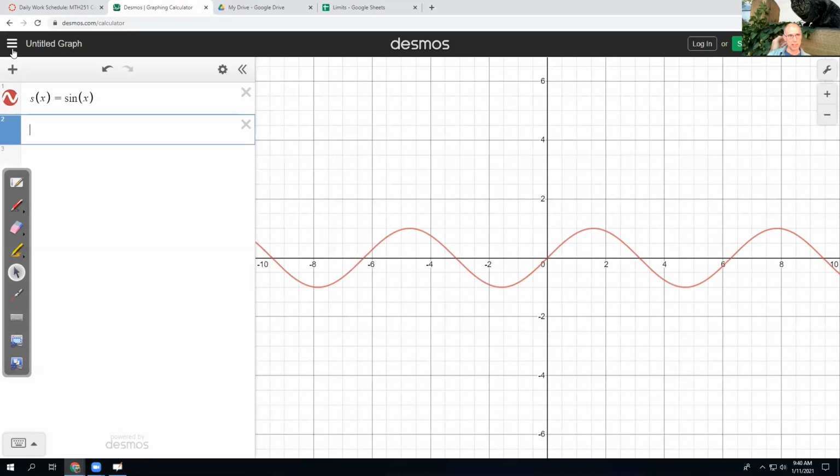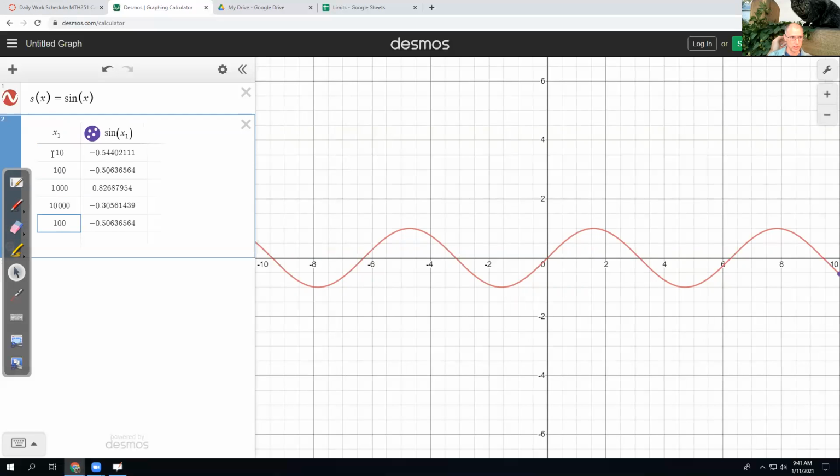If we were to try and make a table here, let's add a table just for fun and watch x get big. And over here, we'll get rid of that y1 and we'll call that the sine of x1. And if I want to do a calculation, whatever input variable is here has to match here. And so I could plug in 10, 100, 1,000, 10,000, 100,000, and even 1,000,000.